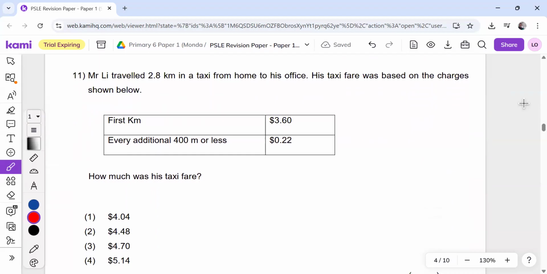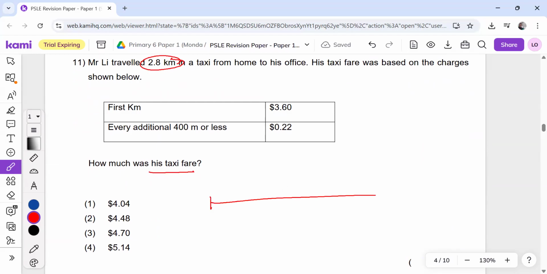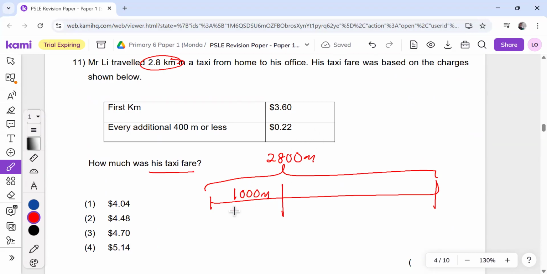Now, Mr. Lee traveled 2.8 kilometers. So how much was the taxi fare? So you need to draw a line. Very important. All right, the line will help you not to make careless mistakes. Then there's a total distance, which is 2.8 kilometers. You need to change it to meters. When you do math, they must all be in the same unit. So change the kilometers to meters, cut the first kilometer, which is 1,000 meters, which is $3.60.